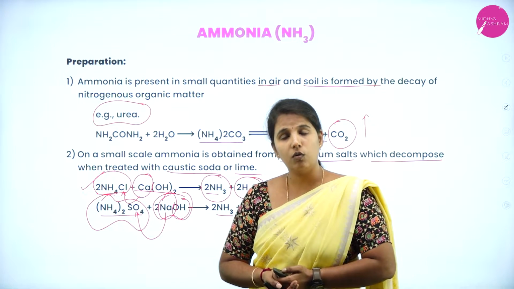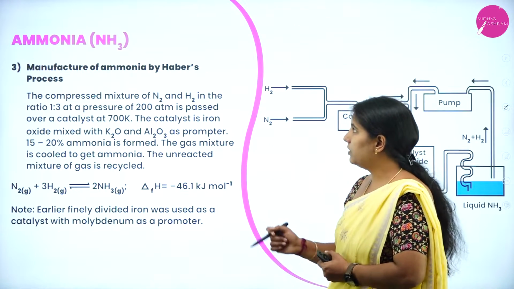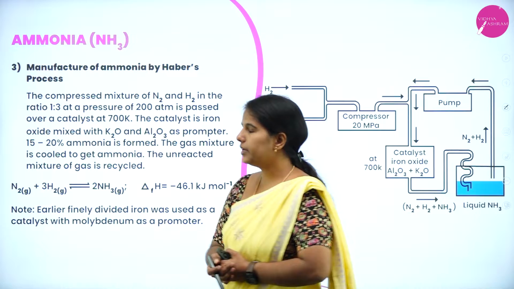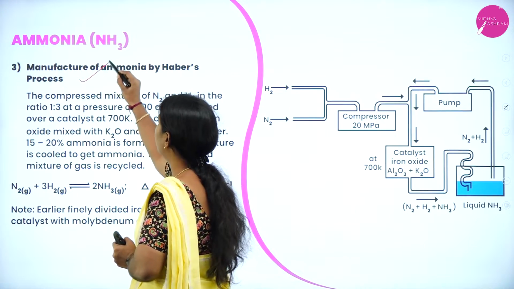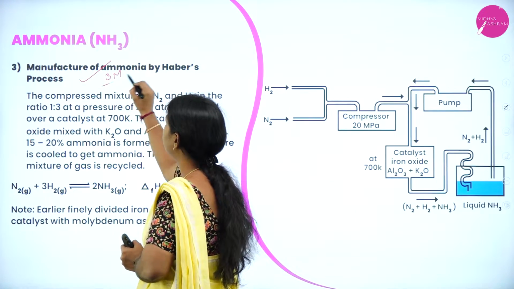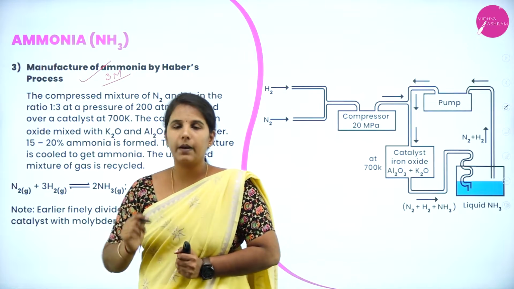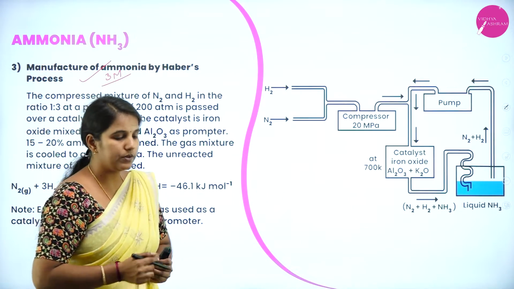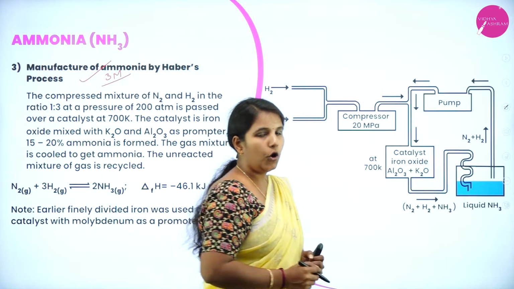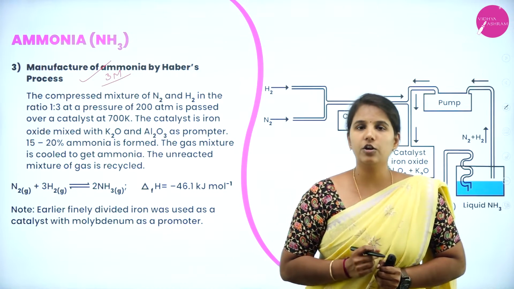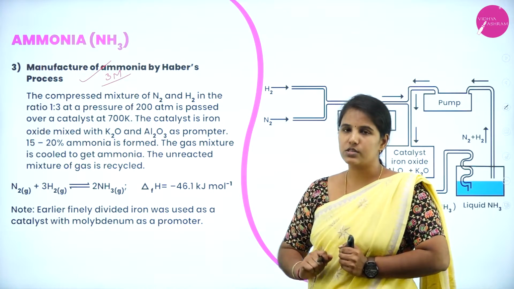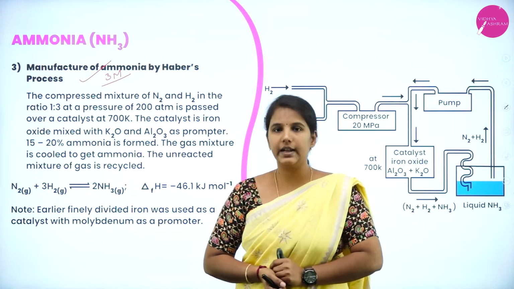We have one more method, which is the most important method, where in the examination it has been asked for 3 marks. So how do you prepare or manufacture ammonia? By Haber's process, which is one of the important processes where you are going to prepare the ammonia. First, I'll explain with the theory process. Later, I'll explain with the diagram.